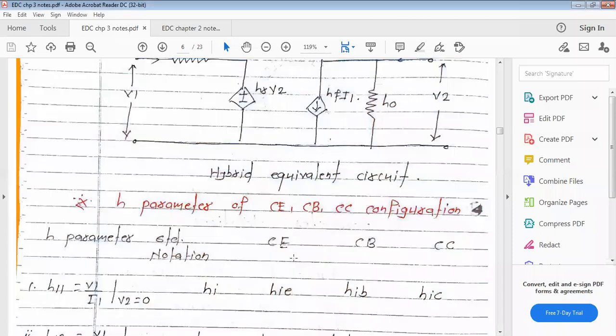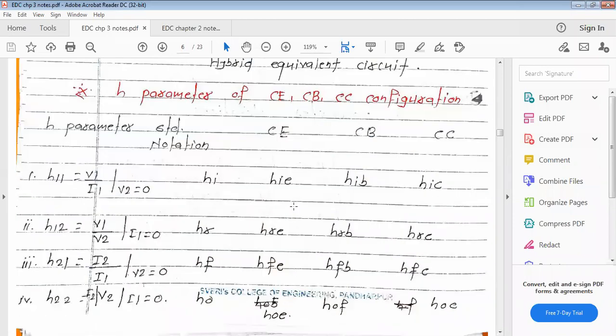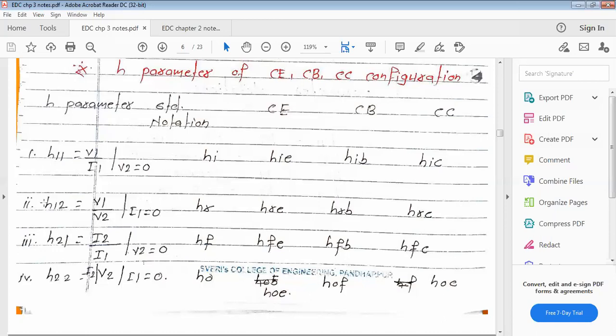Now, the next point is H parameters for common emitter, common base, and common collector configurations. Again, we know that a transistor has different configurations. Different means 3 configurations. Which are these? Common emitter, common base, and common collector. For every configuration, we have 4 parameters. Just the representation is different. Now see, which are the 4 parameters we have? H11, H12, H21, and H22.